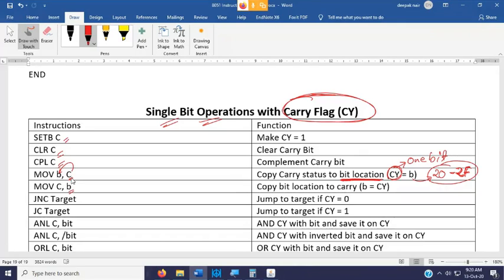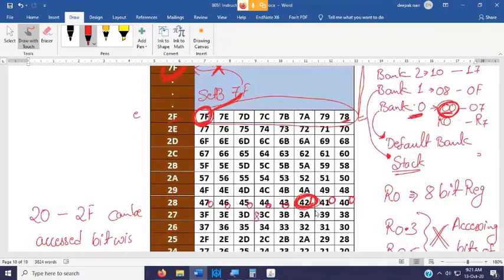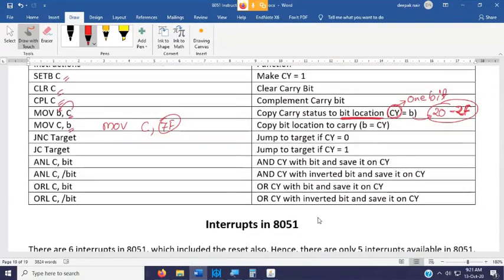For example, if you say move C comma 7F, that means this 7F is not a register, this is a bit which is in the memory location 28 to 2F. Wait a second, 2F, yeah, I'm tired. So you are taking that particular value to the carry bit. And then of course jump if there is no carry, jump if there is carry. We have used it in 8085 also.